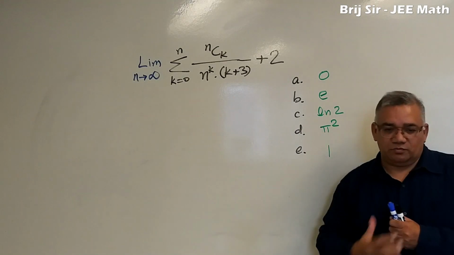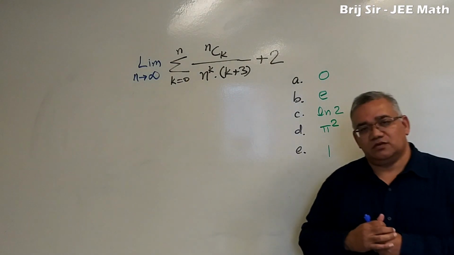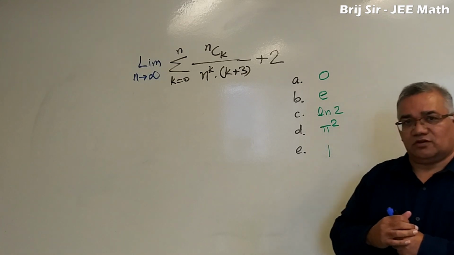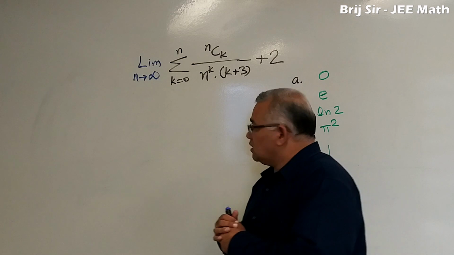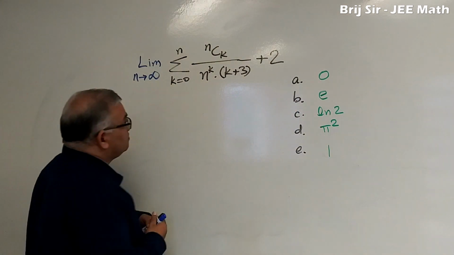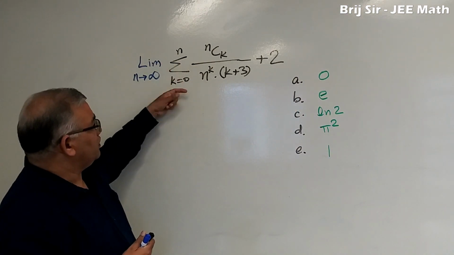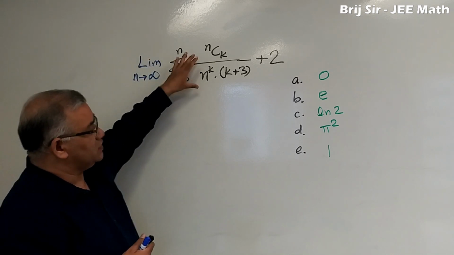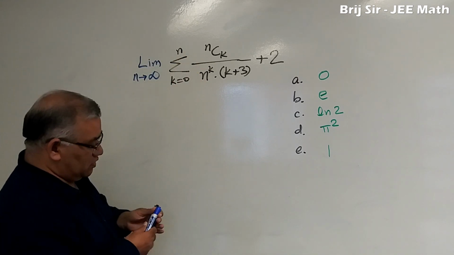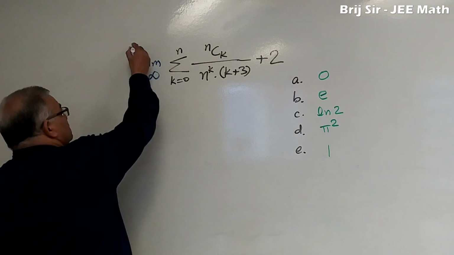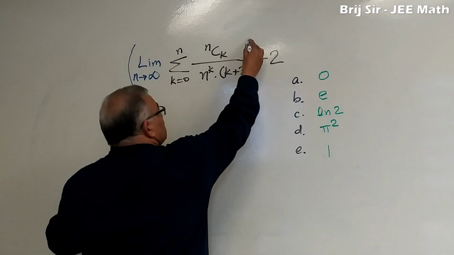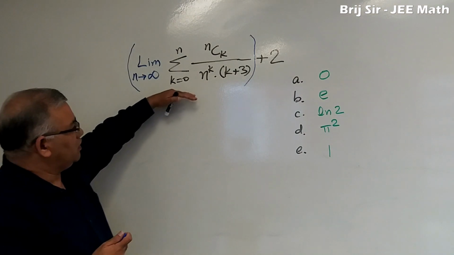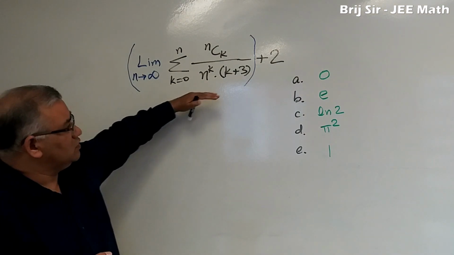This was given in the group by one of the students, and looks like he has been working on this problem for a while. Now, here's the problem. Where k tends from 0 to n, summation is an expression, and then plus 2. I believe the problem is like this. In other words, if this equals 0, the answer will be 2.